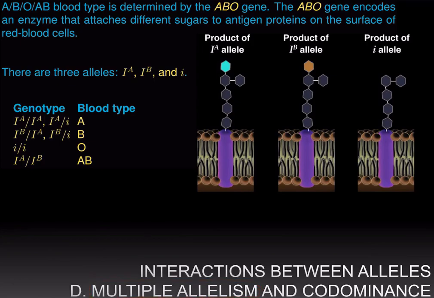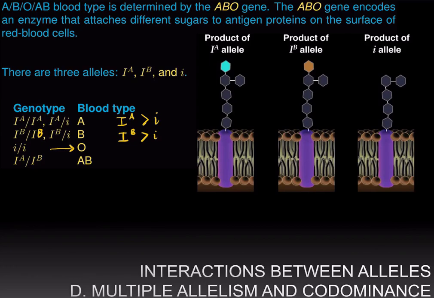Now, if you are IA over IA, then of course you have blood group A, and IA is dominant over little i, so that the het also has blood group A. If you are IB over IB, and there's a little typo here, this should be a B, then you are blood group B, and IB is also dominant over little i, so that the het has blood group B. Little i is a recessive allele, so if you're homozygous for little i, then you have blood group O.